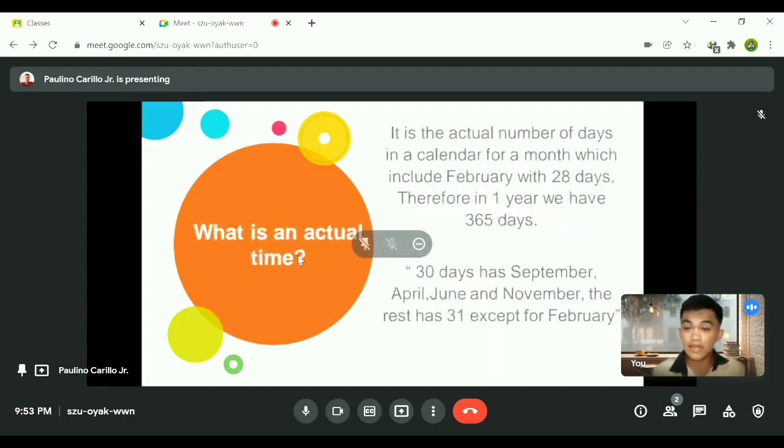what is an actual time? It is the actual number of days in a calendar for a month, which includes February with 28 days. Therefore, in 1 year, we have 365 days. September, April, June, and November have 30 days. And the rest of the months have 31 days except for February.